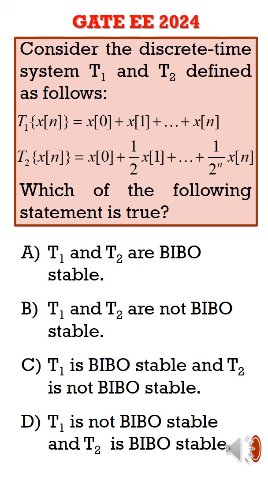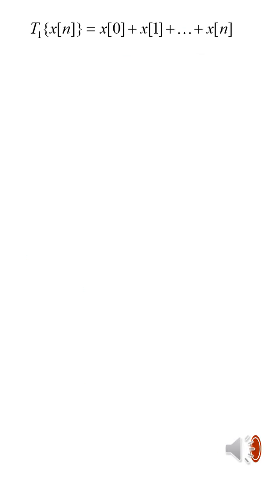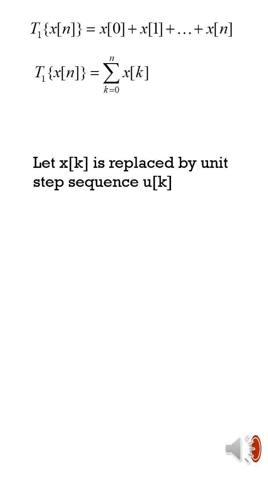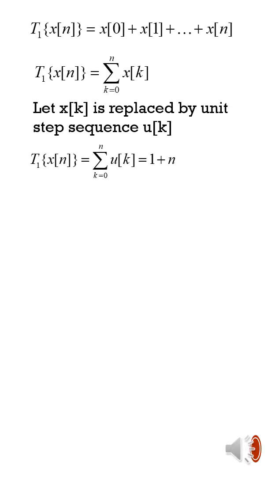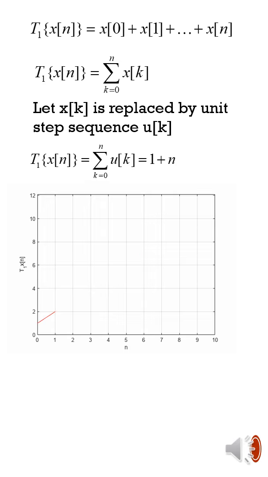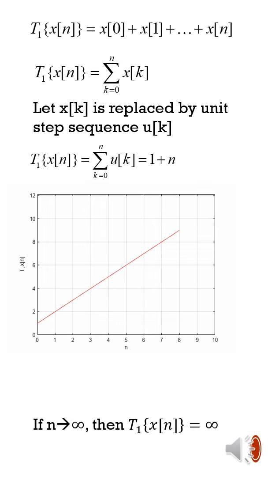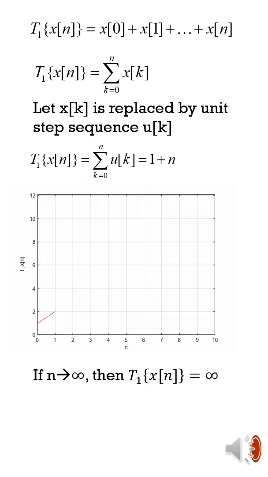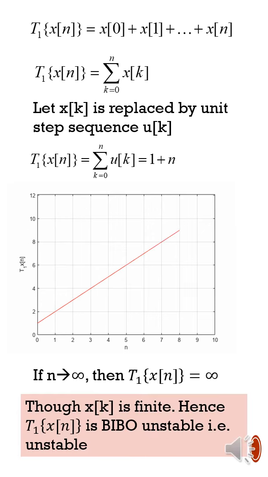Let's analyze the stability of system T1 by replacing the input x[k] with the unit step sequence u[k]. The unit step sequence u[k] is a bounded input. The accompanying graph visually demonstrates the output T1 growing unboundedly with increasing n. If n approaches infinity, then the output T1 approaches infinity. Though the input x[k] is finite, the output T1 is unbounded. Hence, T1 is BIBO unstable. This is because a bounded input resulted in an unbounded output.